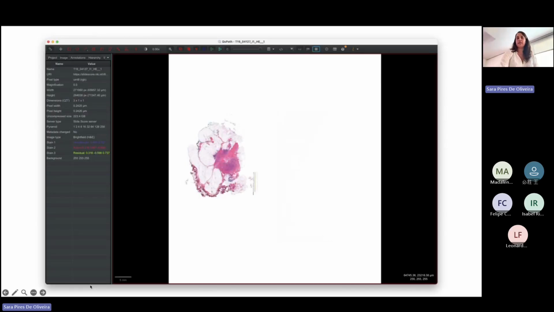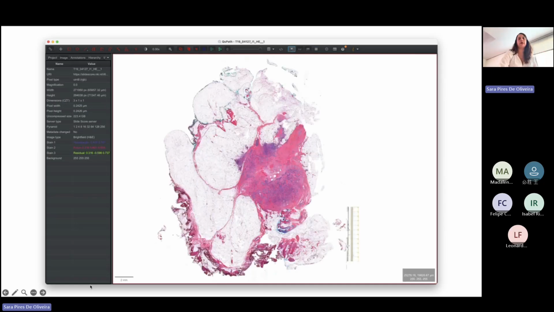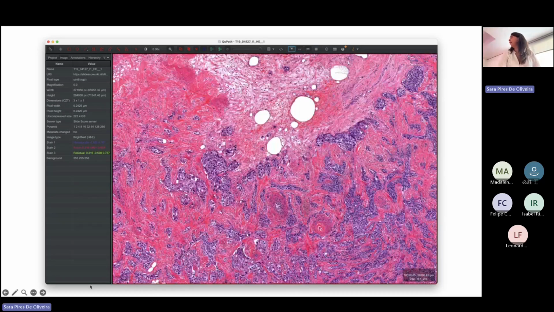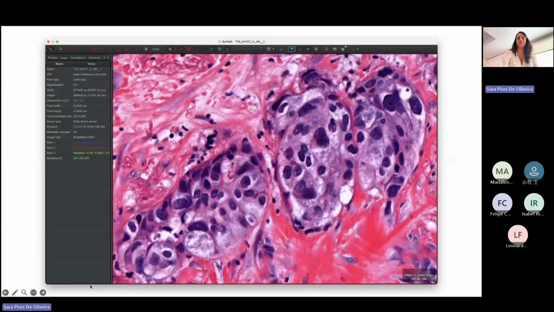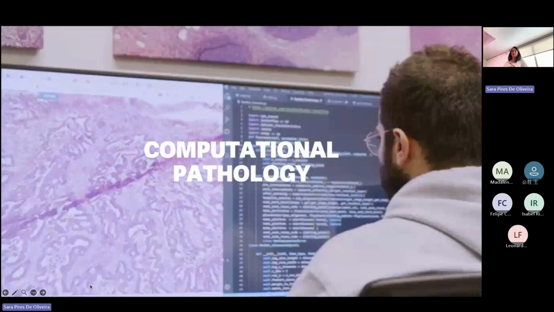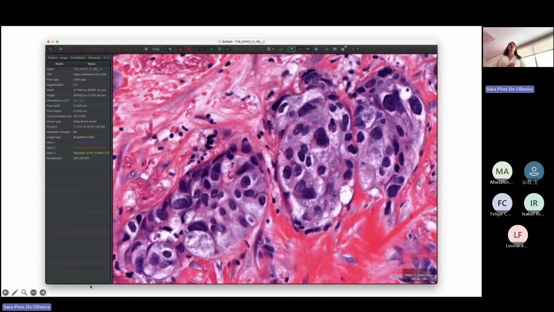And so for you to have an idea, we can go from low magnification, where we have an overview of the tissue, and then we can go up, up, up. And then we have a lot of resolution. Sorry, this is not cooperating, but I want you to see this image. So we can go to this level of detail. We can see the individual cells at a really high level.